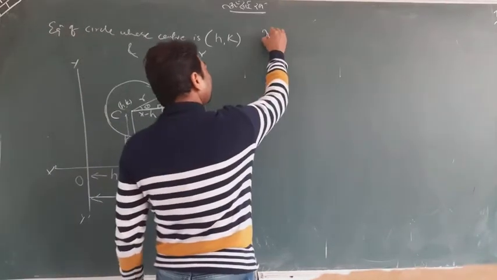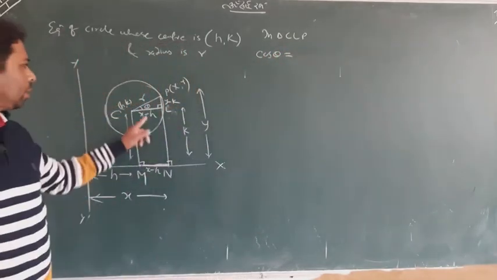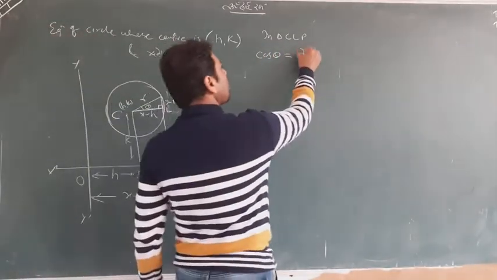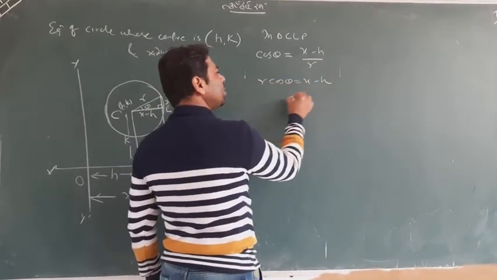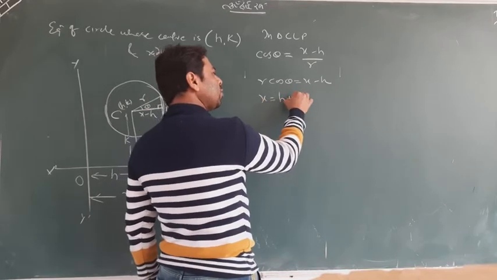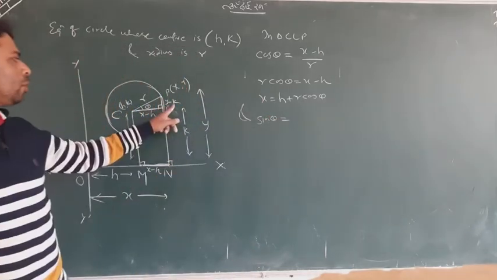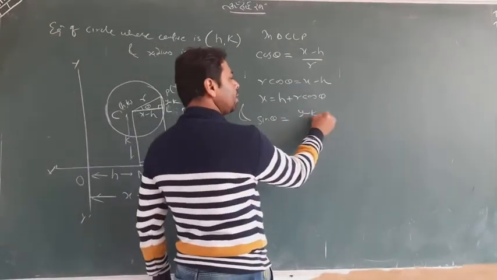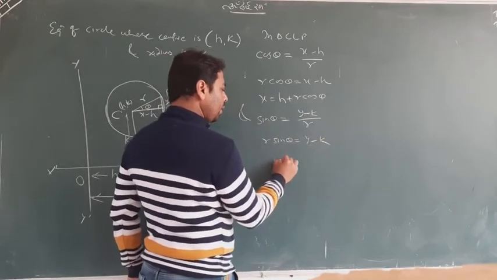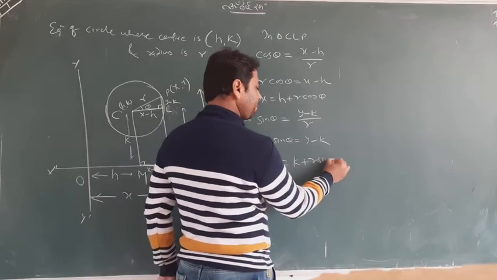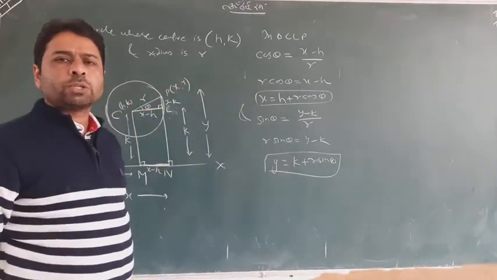So in triangle CLP, I will go with cos theta, base upon hypotenuse. So r cos theta is equal to x minus h. So x is equal to h plus r cos theta, and sin theta is equal to perpendicular upon hypotenuse, y minus k upon r. So r sin theta is equal to y minus k, or y is equal to k plus r sin theta.